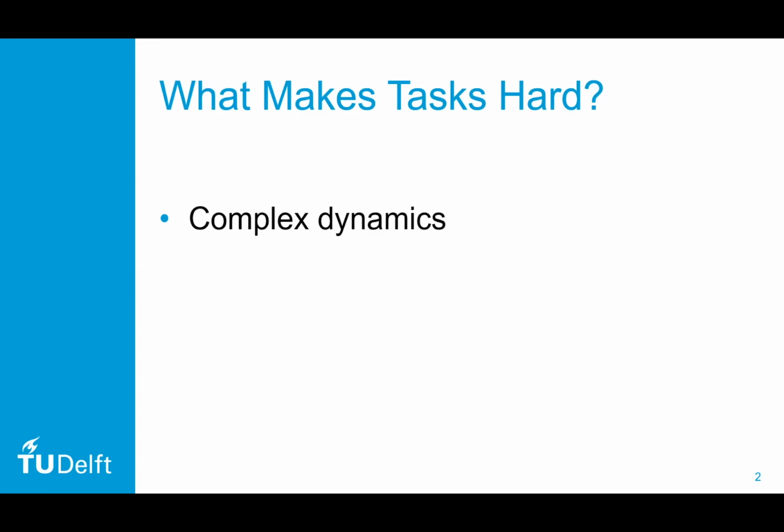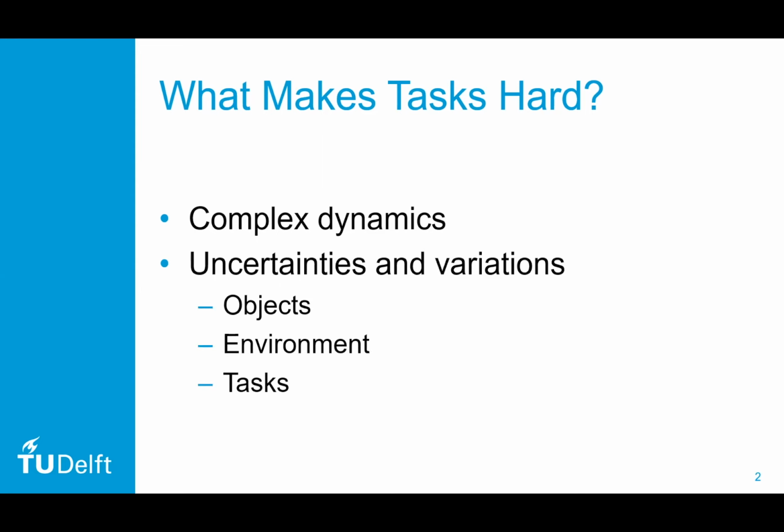And in the worst case, if you do it wrong, you try something in simulation, you transfer it, you figure out it doesn't work at all, you go back to your simulation, tweak it, and rinse and repeat. The other typical things that make tasks hard are uncertainties and variations in objects themselves, environments, and tasks, and even worse if you want to interact with humans.